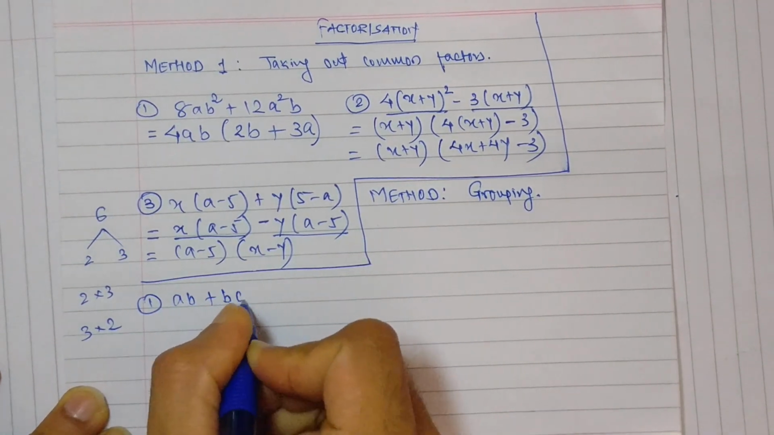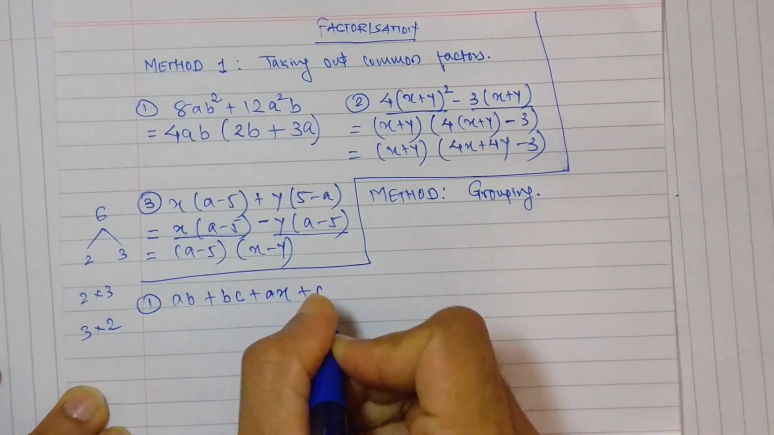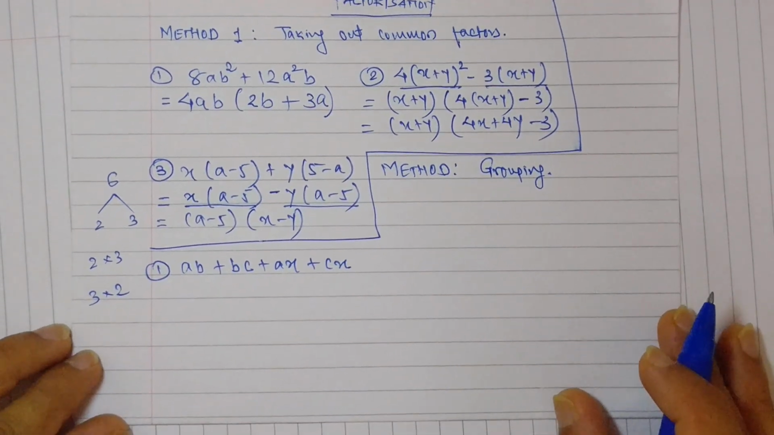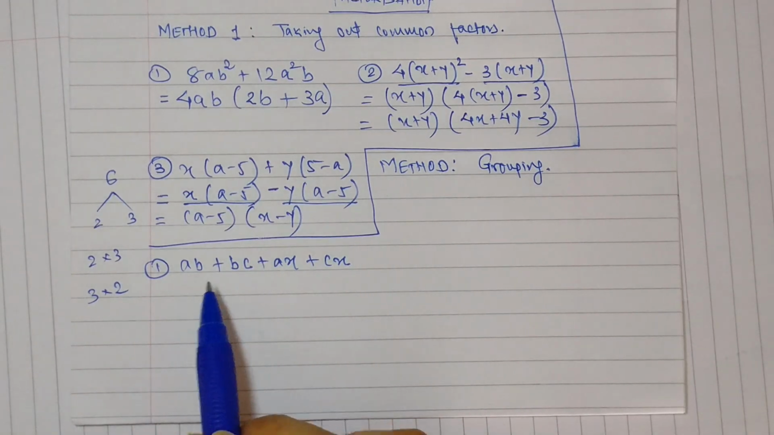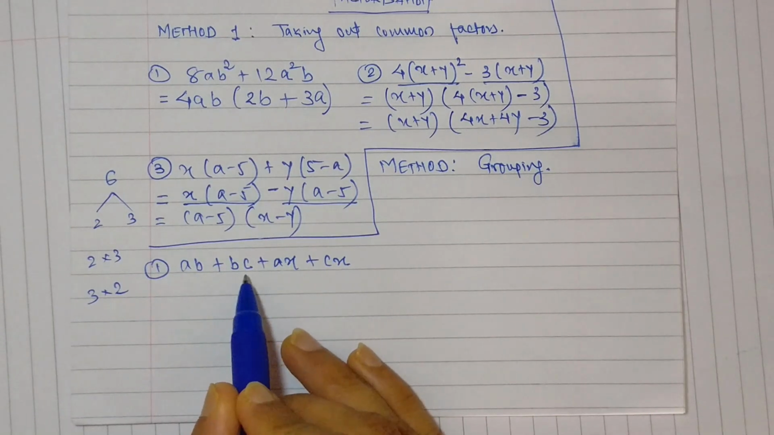AB plus BC plus AX plus CX. Now as you can see, there are 4 terms here. In these 4 terms, not a single number is there which can be taken out as common. So you can't say just take out a common, because there is no a over here or over here.